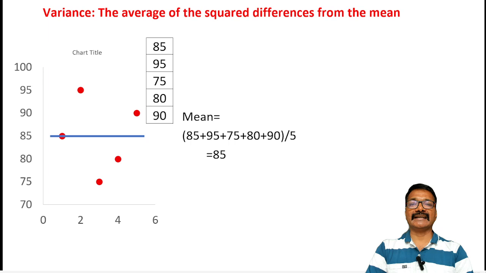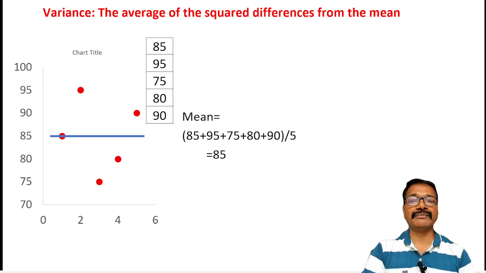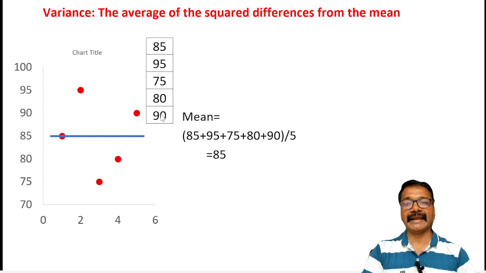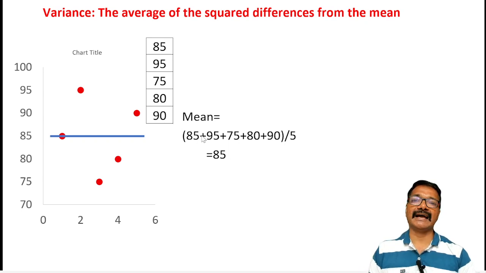To understand the same in a better way, I have taken one example. There is a class in which I have taken 5 students, 5 samples, and I asked them what marks they have got. So I got marks from 5 students: 85, 95, 75, 80 and 90. Very easily I can calculate the mean. All these readings are added together and divided by the number of readings, that is 5. That means I got 85.